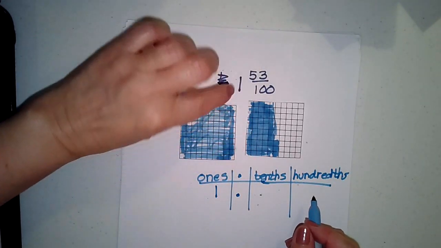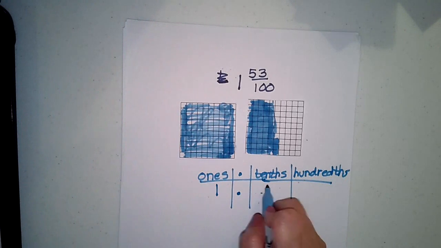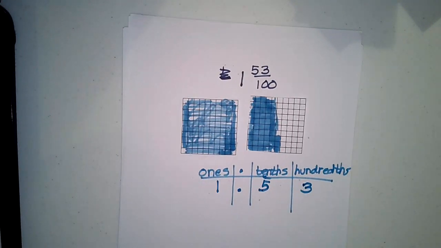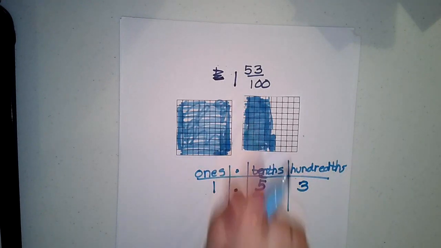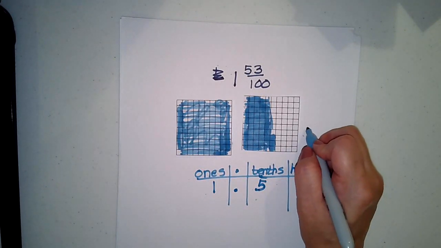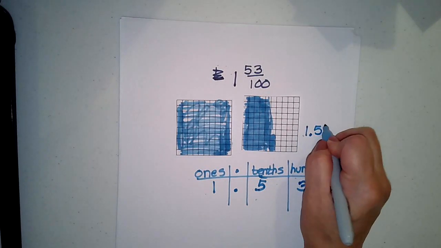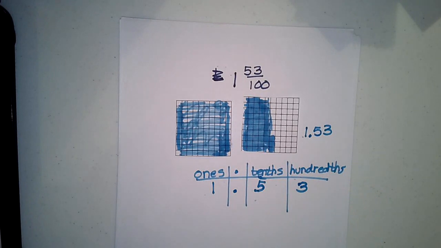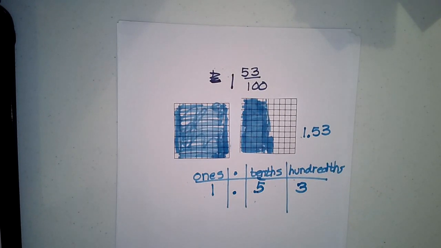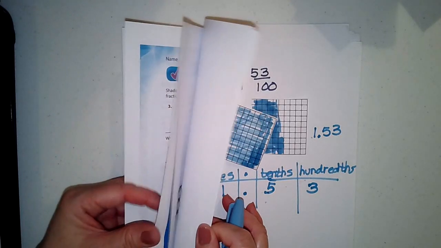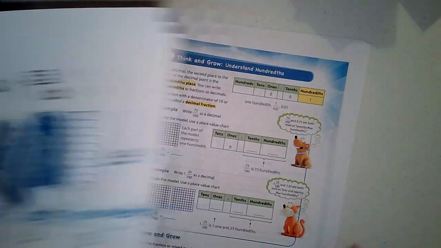Remember how many columns of 10 did I shade in? 5 of them. That's 5 tenths. And then 3 hundredths. So we write 1 and 53 100ths as a decimal like this. I'll put it to the side. 1.53. And how would you read that number? 1 and 53 hundredths.